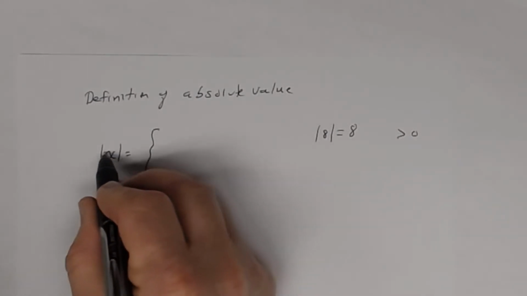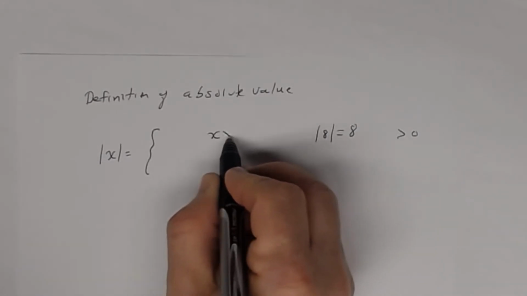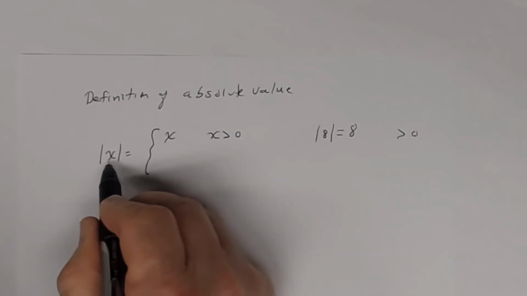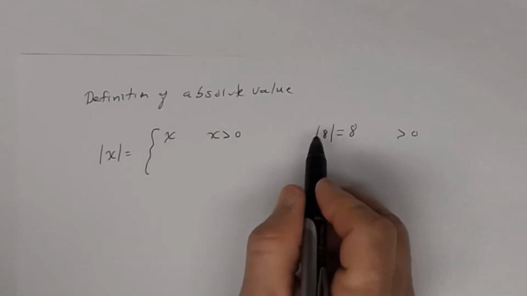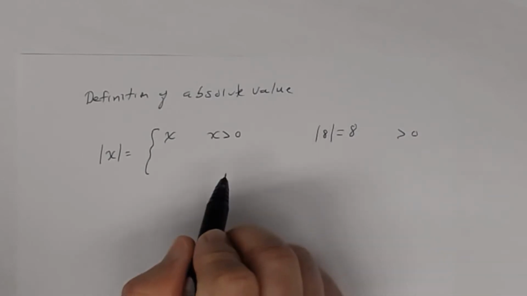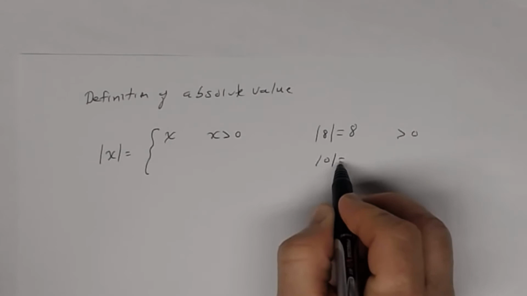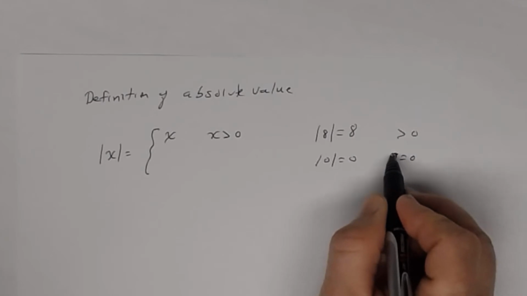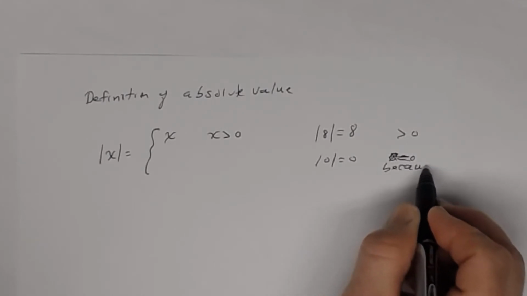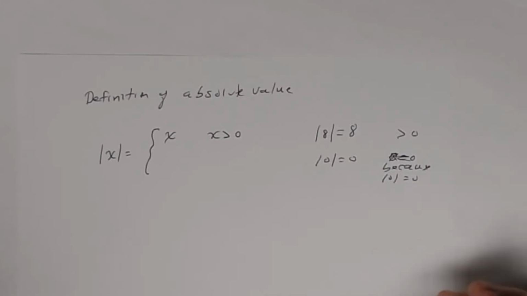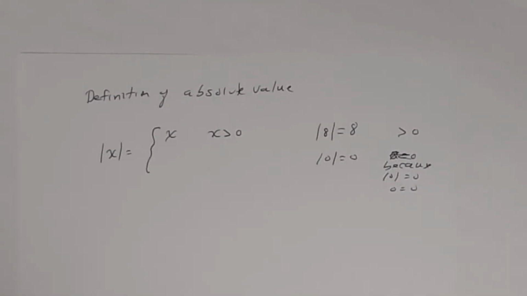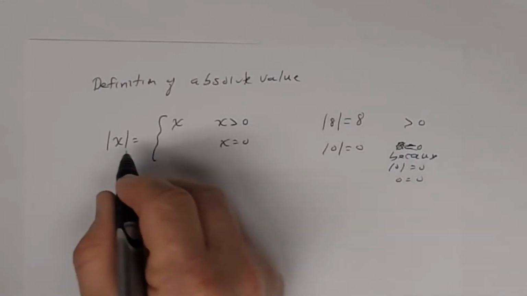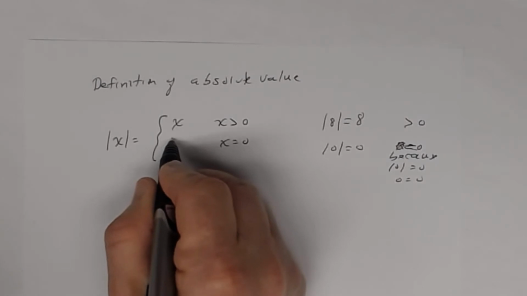So if this expression, which is x, is positive, then we know that the absolute value of x has to equal x, just like the absolute value of 8 equals 8. And we know that the absolute value of 0 is equal to 0. Let me write it like this, because the absolute value of 0 is equal to 0. So if x equals 0, then the absolute value of 0 is equal to 0, correct?